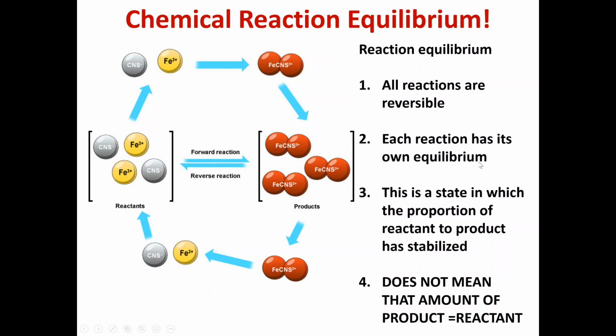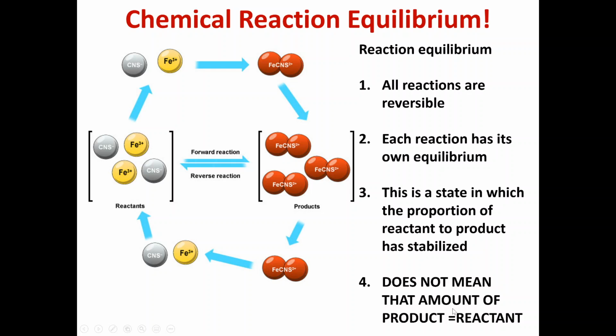But what that state is, is it when you have 99.9% product and barely any reactant? Or when you have 50% reactant and 50% product? It depends upon the reaction. All of them have a different equilibrium, a place on the seesaw where they're at the right state. So this is a state in which the proportion of reactant to product is stabilized. Not that reactant and product are equal, though. As I put down here, it does not mean that the amount of product equals reactant.